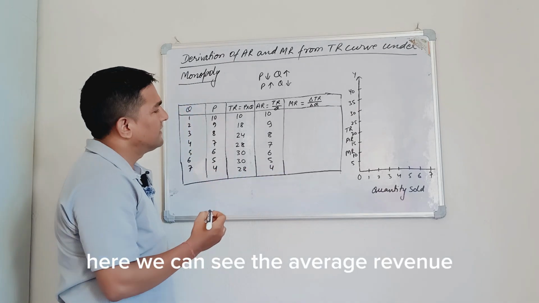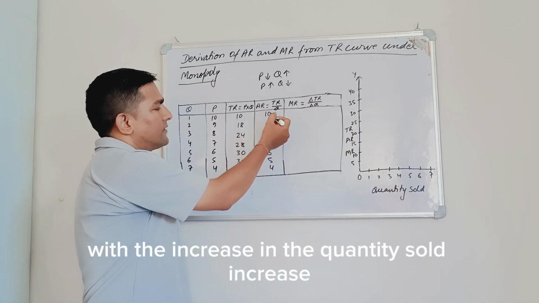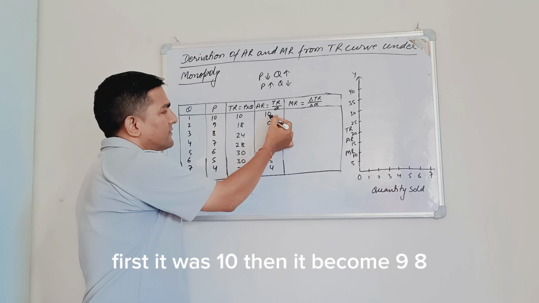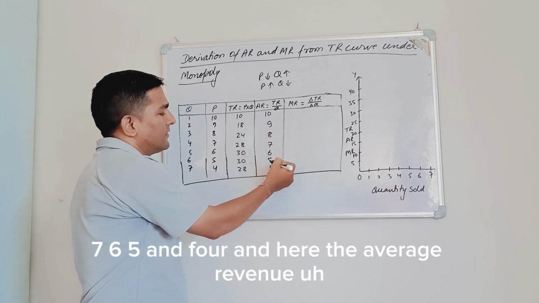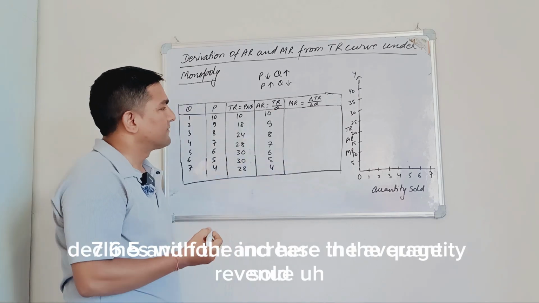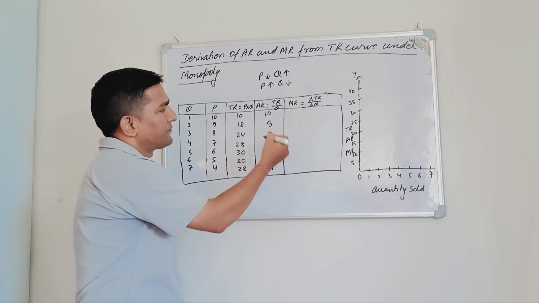Here we can see the average revenue. With the increase in the quantity sold, the average revenue goes on decreasing. First it was 10, then it becomes 9, 8, 7, 6, 5 and 4. And here it declines with the increase in the quantity sold, but it is always positive.